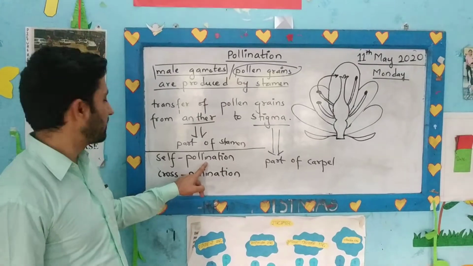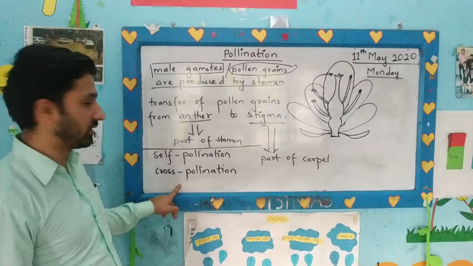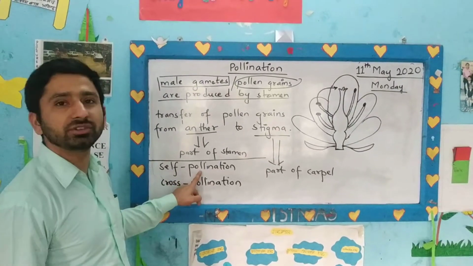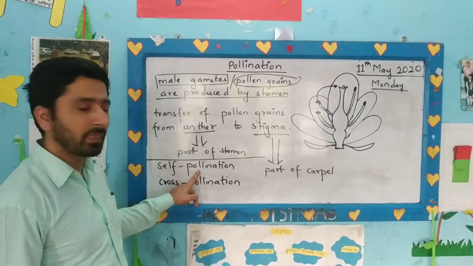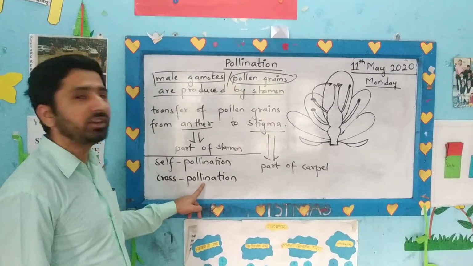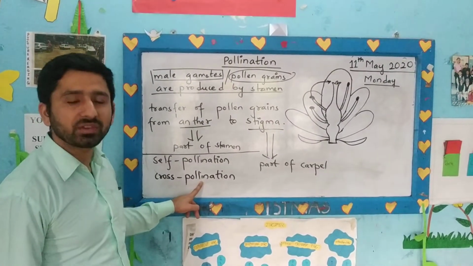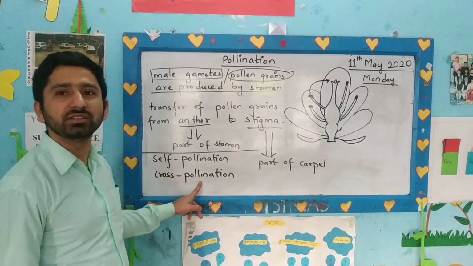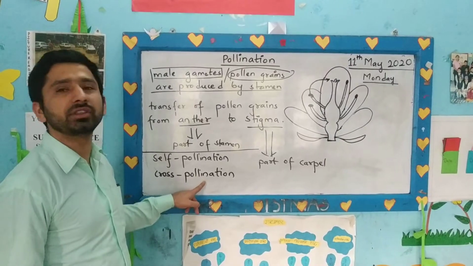We can summarize, there are two types of pollination: self-pollination and cross-pollination. Self-pollination occurs naturally. But in case of cross-pollination, we need pollinators like insects, animals, even we human beings, wind, water in the form of rainfall.